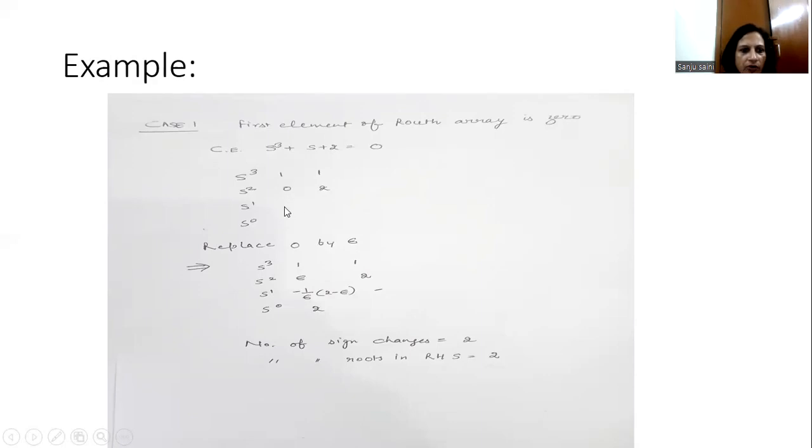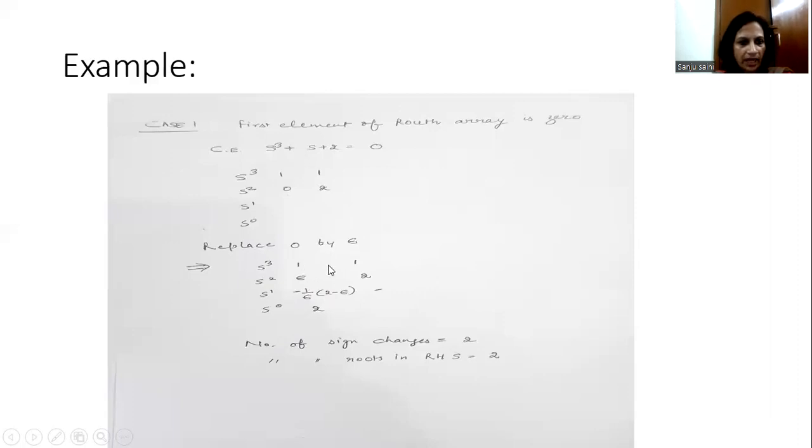Then when we want to get a coefficient here, it will be 0 into 1 minus 1 into 2 divided by 0, so that will result in infinity. So what do we do? When the first element of the Routh array becomes 0, it becomes difficult for us to get the next elements. In such cases, we replace 0 by epsilon, a very small number approaching 0. So we'll rewrite S to the power 3 row, replacing 0 with epsilon. Then we'll complete the Routh array.